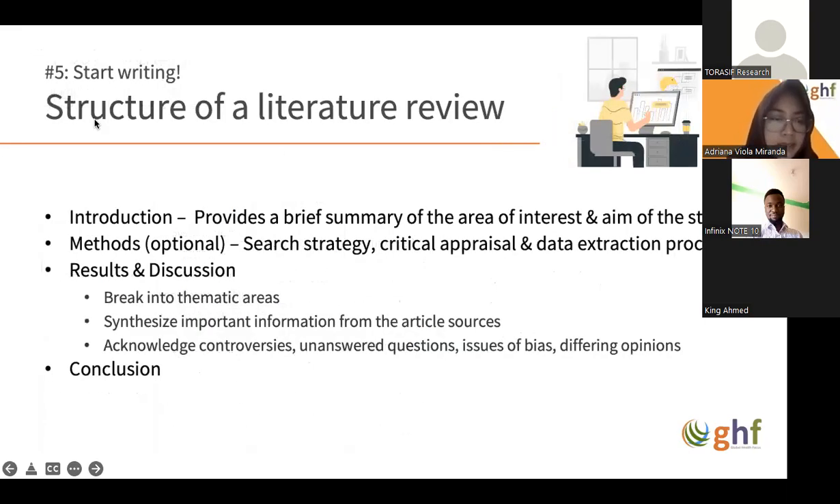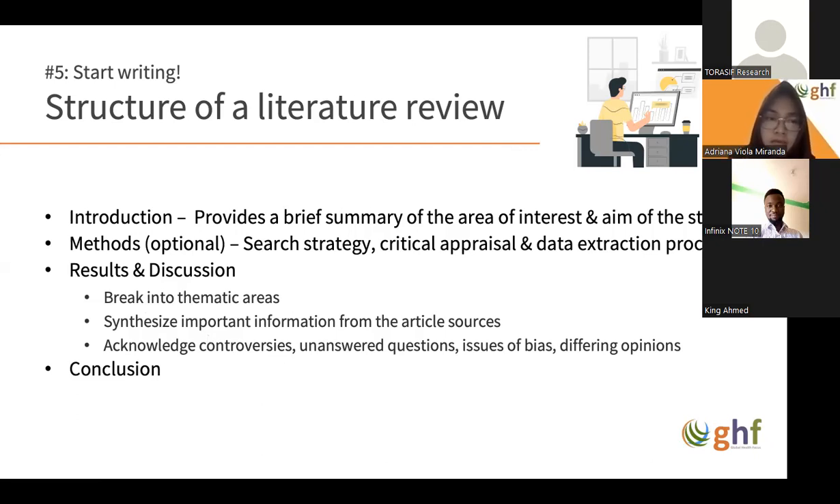And lastly, what you need to do is, of course, to start writing. And for that, you need to first know the structure of a literature review. So this is a literature review for a complete standalone article. If you're writing a literature review for a proposal or a proposal for original research, then it has a different structure, but usually it has similar content, something like that.